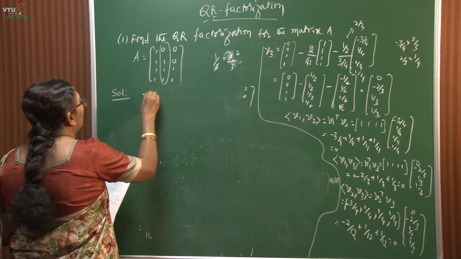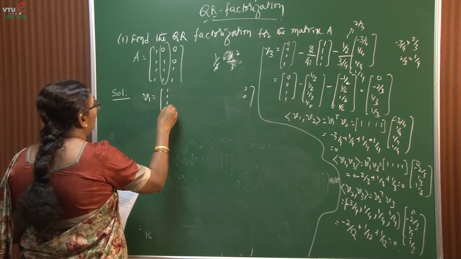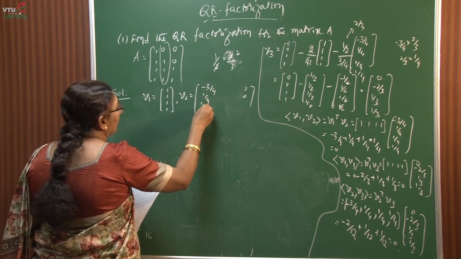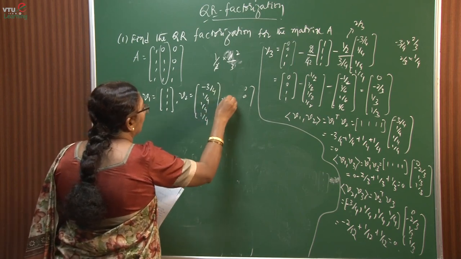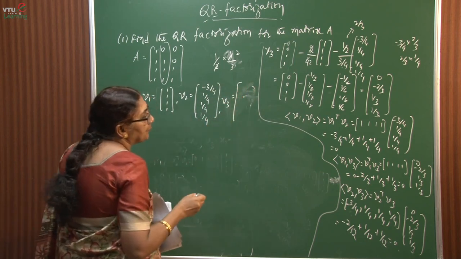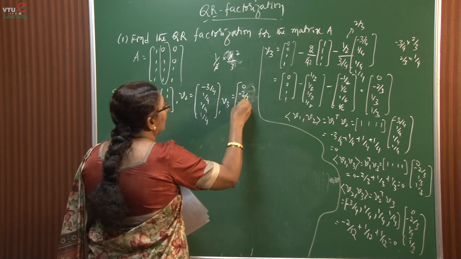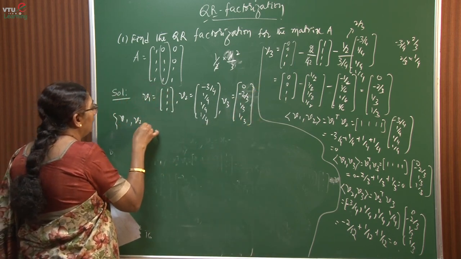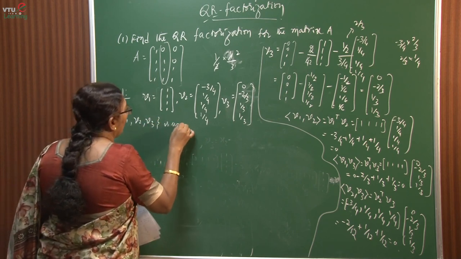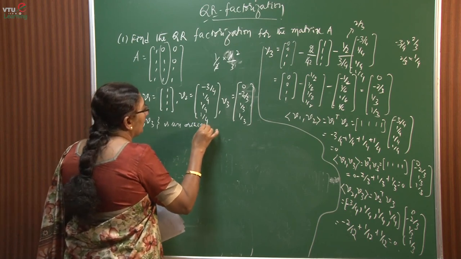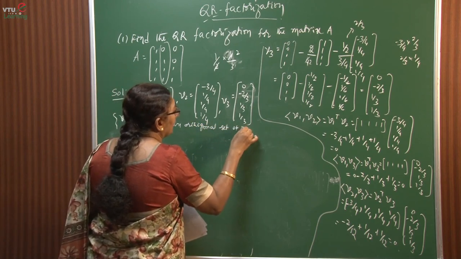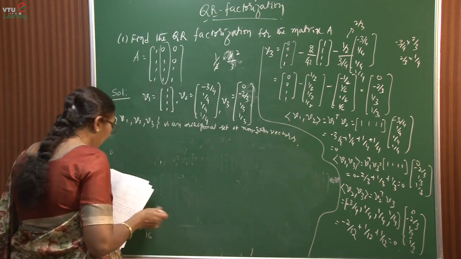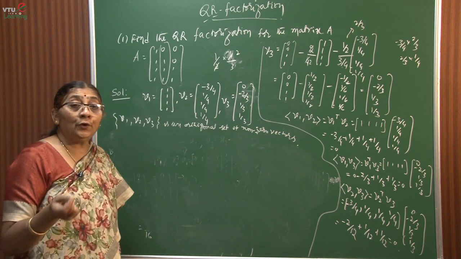orthogonal basis. Therefore, what is my V1 is very important. V1, I need 1, 1, 1, 1. What is my V2? Minus 3 by 4, 1 by 4, 1 by 4, 1 by 4. What is my V3? 0, minus 2 by 3, 1 by 3, 1 by 3. Therefore, V1, V2, V3 is an orthogonal set of non-zero vectors. Therefore, this forms an orthogonal basis, but we need orthonormal basis vectors.